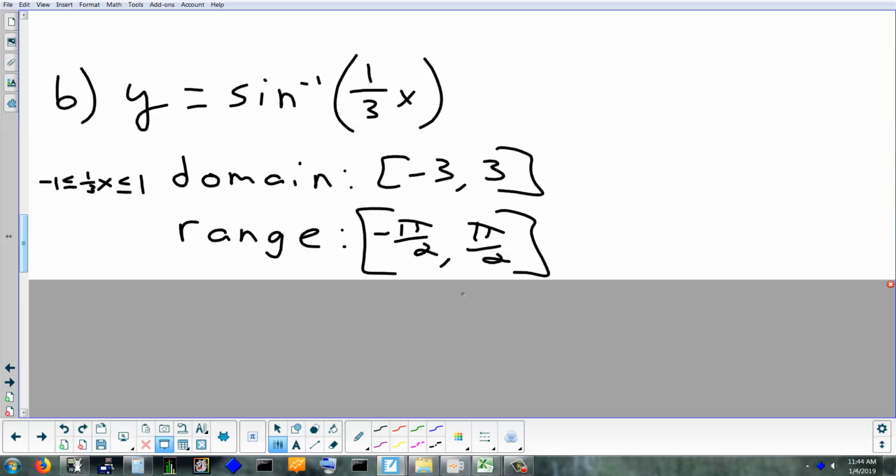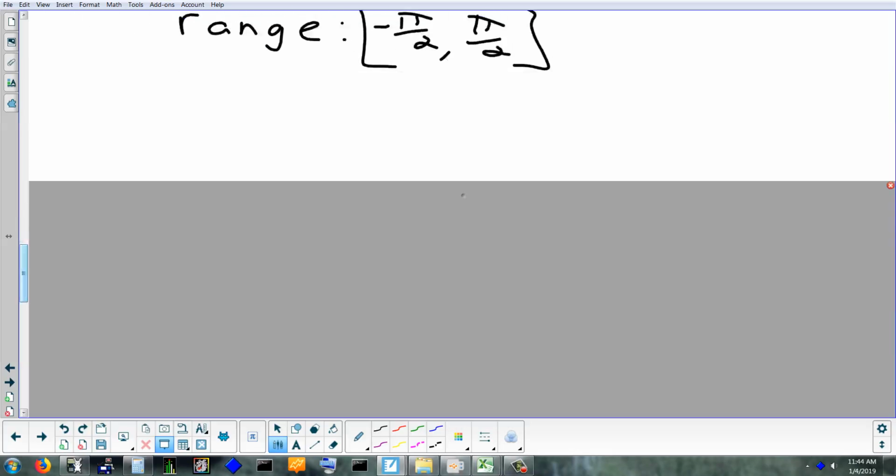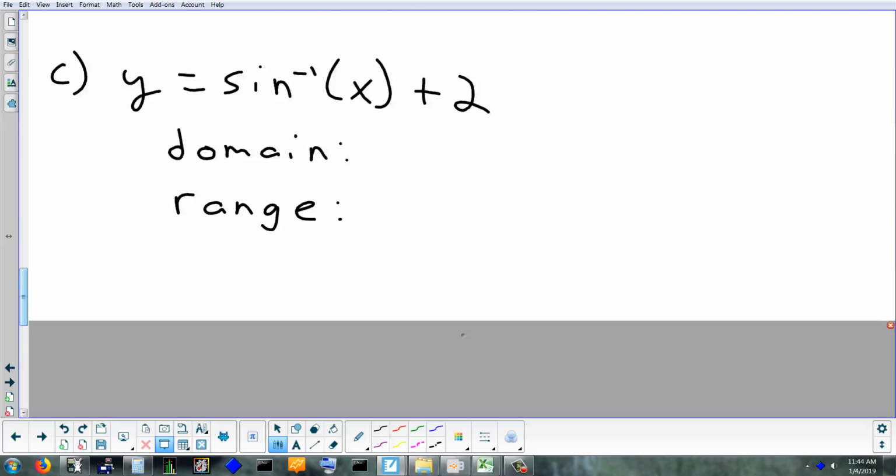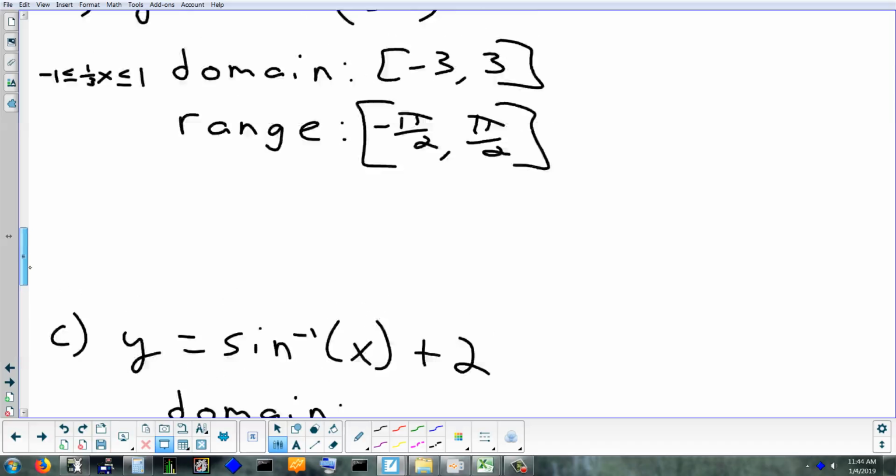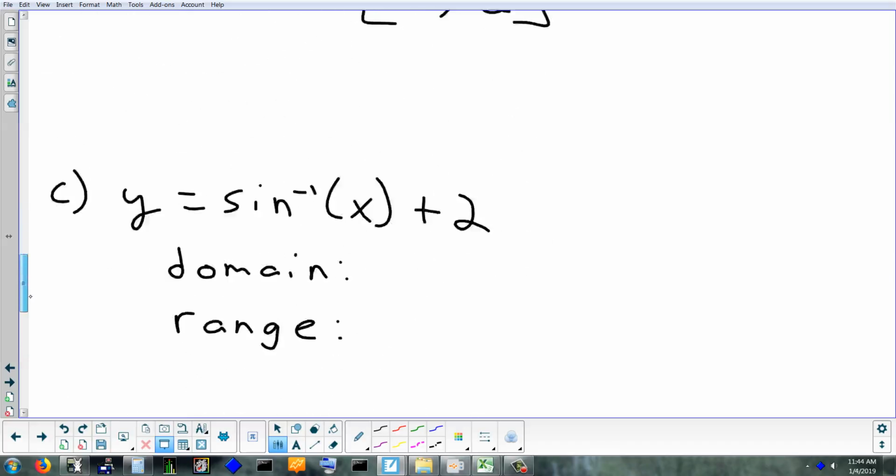Okay. So there's your domain and range there. Let's find something with range. There we go. Why is the range being affected this time? Because the +2 is outside the parentheses. That's a vertical transformation, so your domain stays the same. Right? So we go back up. Original domain, negative 1 to 1.